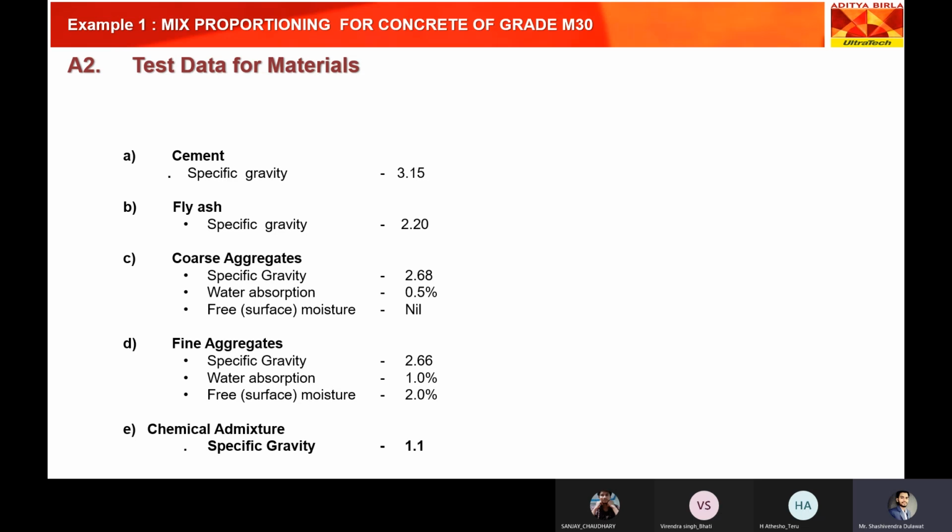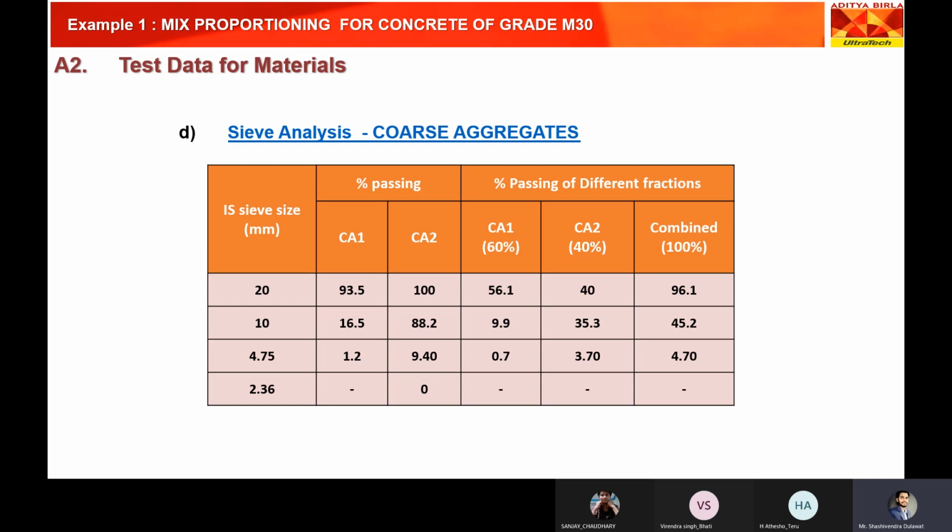So next, the test data for material. Here you can see the sieve analysis of coarse aggregates. According to sieve size and percentage of coarse aggregate first and coarse aggregate second, the percentage passing of different fractions, like coarse aggregate 1 60% and coarse aggregate 2 40%. So the combined ratio is equal to 100%.